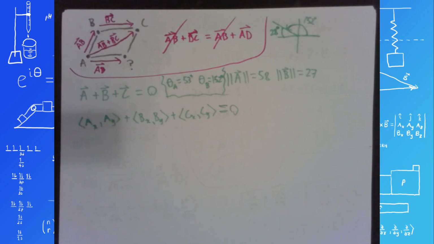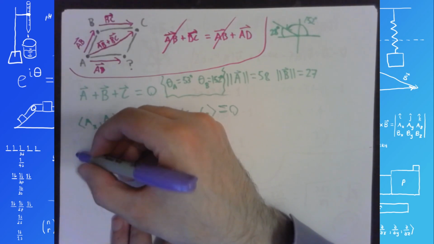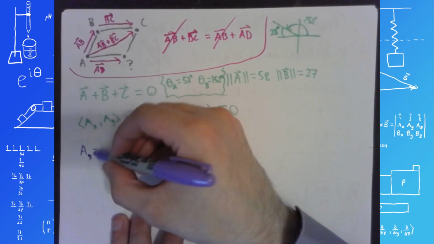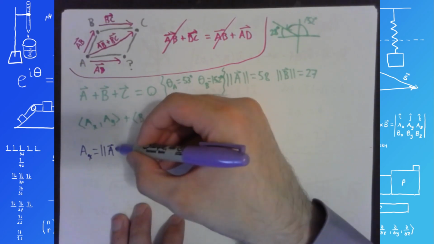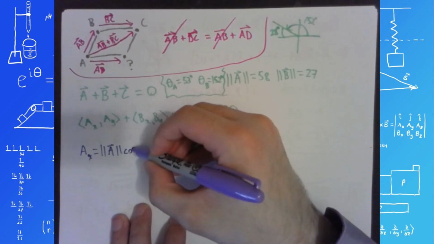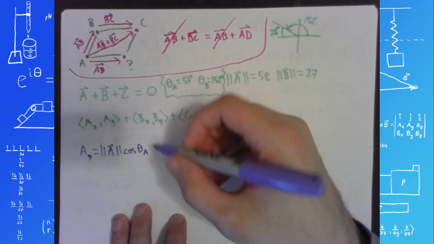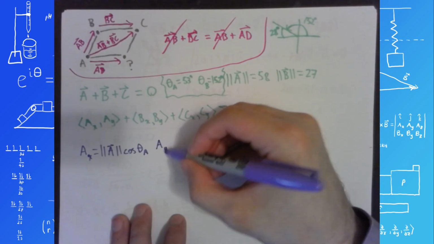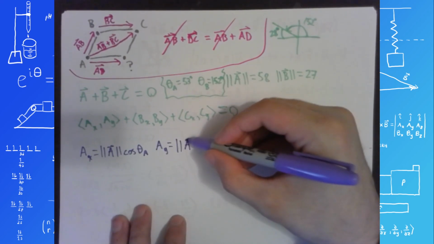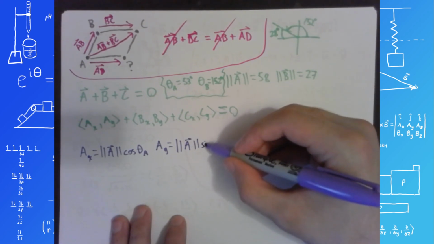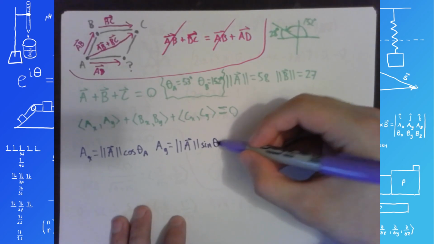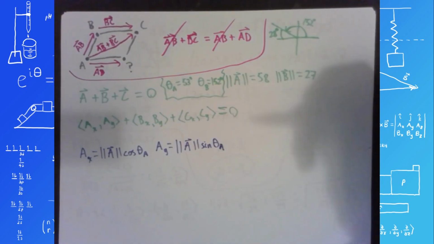If we know the magnitude and angle made with the x-axis, then the components are just going to be AX equals magnitude of A times cosine of theta A, and AY is going to be magnitude of A times sine of theta A. And we can do something similar for finding BX and BY using theta B. So if I go ahead and try to solve for those, I'm going to actually need my calculator here.